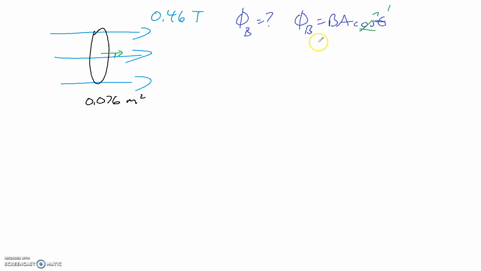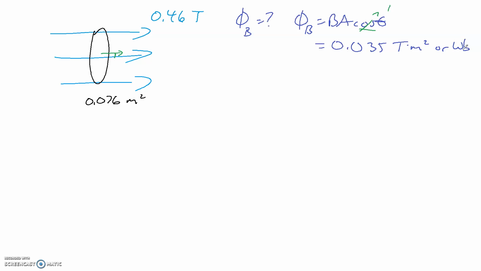Okay, so we've got the B, we've got the A, so all we have to do is multiply the two together. So we've got the 0.46, and we'll times that by the 0.076, and we get 0.035. Now for units, there's a couple options. B is in Teslas, and area is meter squared, so you can do Tesla meter squared, or you'll often see Wb, which stands for Webers, which is a really common unit for flux. Okay, so that is the flux through the coil. It's actually a really straightforward calculation.